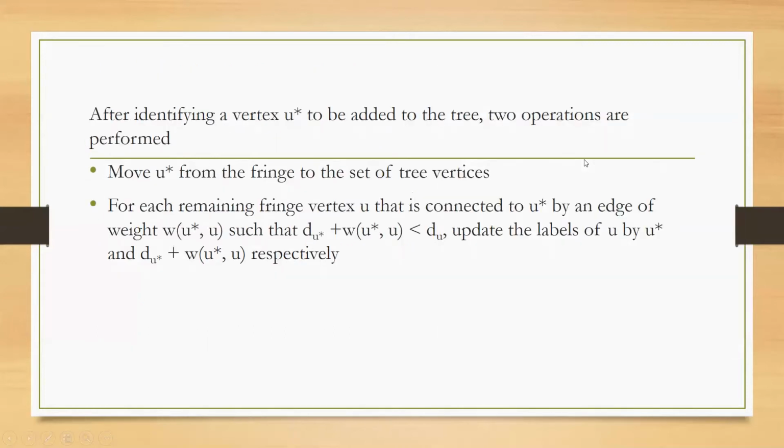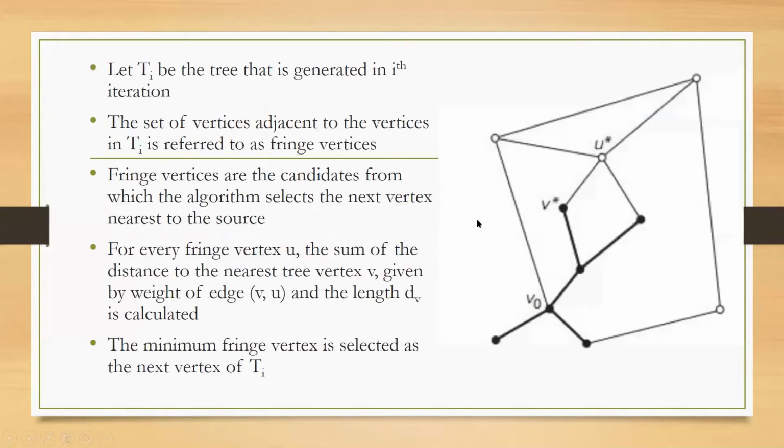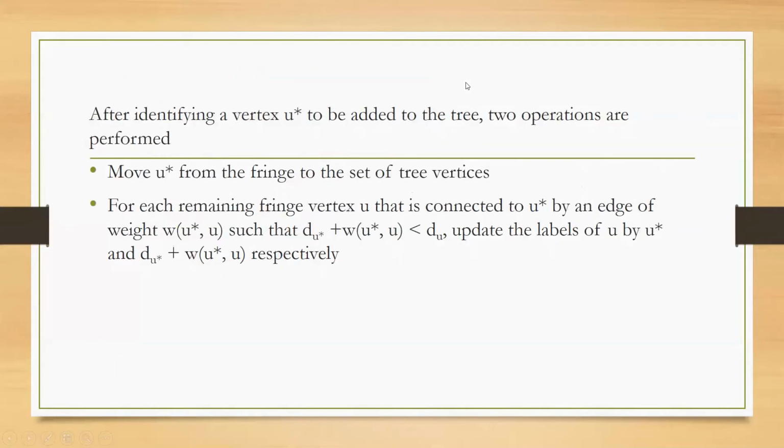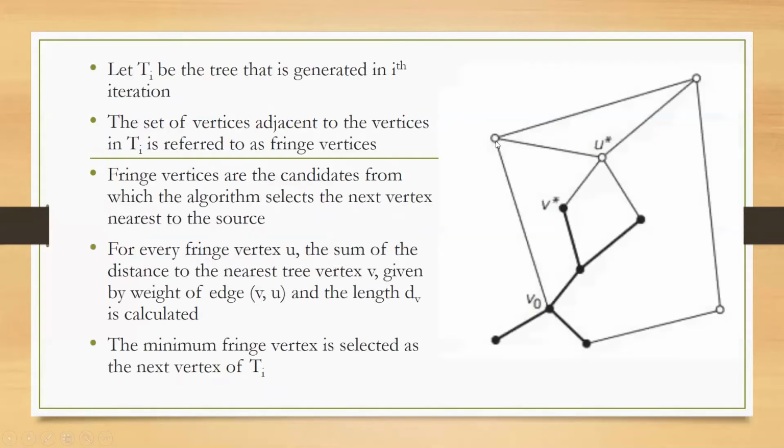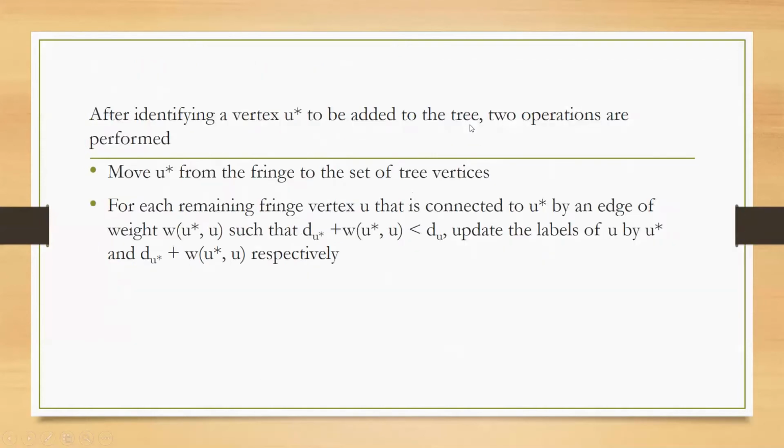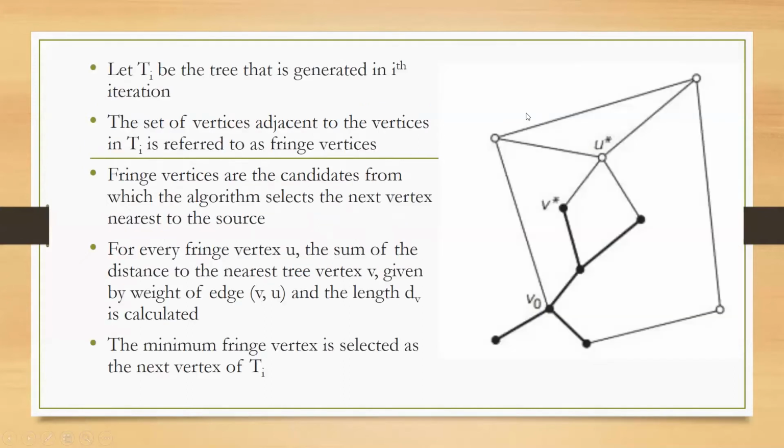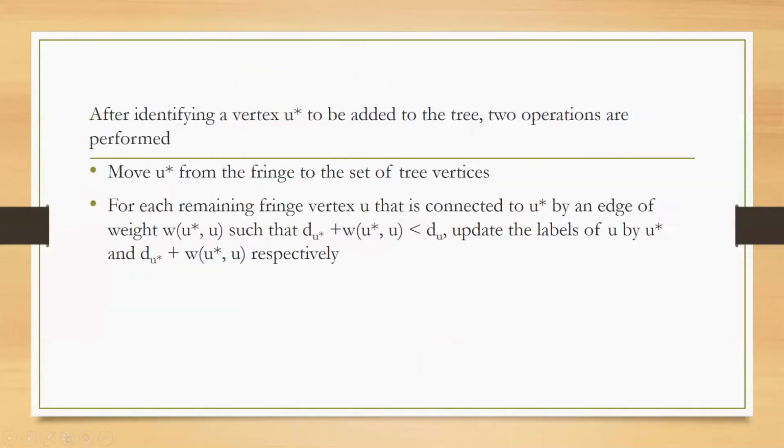So if that sum is lesser than distance of u, the distance of this particular vertex, then you have to update the labels of u by u star. Now if this is lesser, this becomes the u star, and you have to update its weight. I'll explain with an example now.